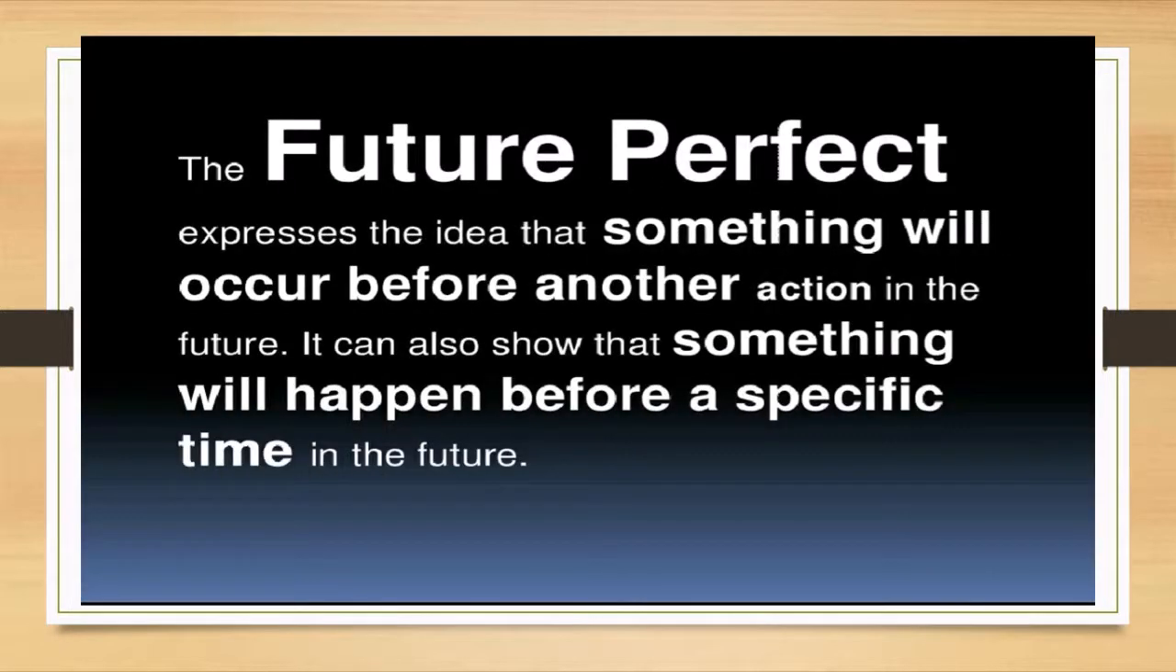Next, the future perfect tense. Simple future has to be completed. Now, future perfect expresses the idea that something will occur before another action in the future. It can also show that something will happen before a specific time in the future. That means it is very clear about the future perfect tense.